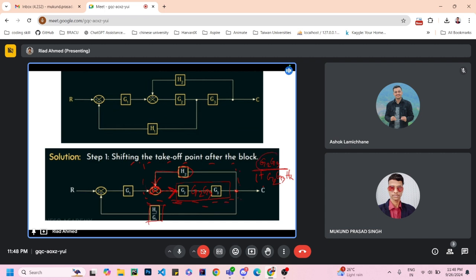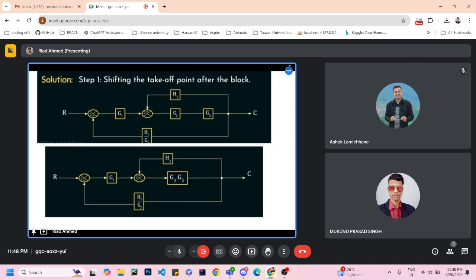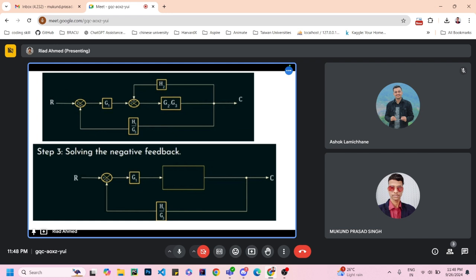Why are we inputting G2 and G3 here? Because you always need to place the value of the block which is having the output from the summing point. So here this block is having output from the summing point, that is why we are inputting G2 and G3 here. If you convert this whole part, then it should be G2 G3 divided by 1 plus G2 G3 and H2. So can you tell me which should be the next step?